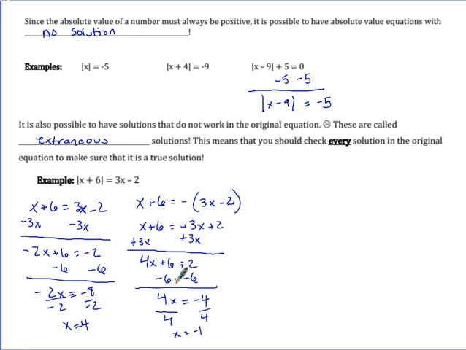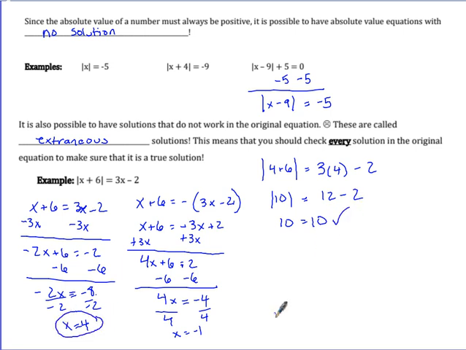Now I have to check to make sure that neither of those are extraneous. And the way I do that is I take my original equation and I plug in my answer. So I would have the absolute value of 4 plus 6 equals 3 times 4 minus 2. And I'm going to see if this is true. So 4 plus 6 is 10. And then 3 times 4 is 12 minus 2. The absolute value of 10 is 10. 12 minus 2 is also 10. So that one works. x equals 4 is a valid solution.